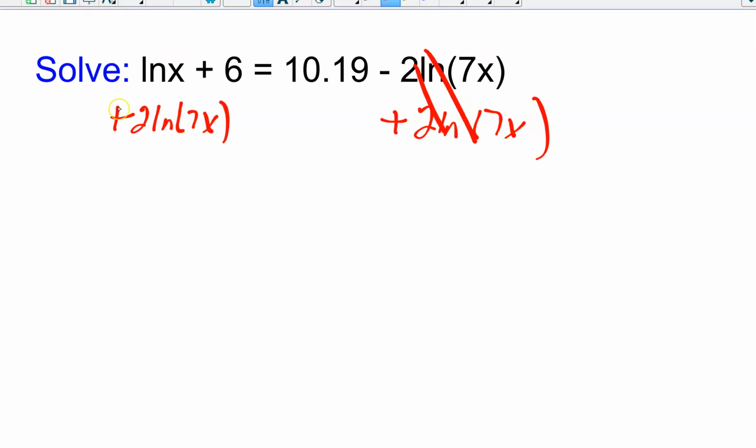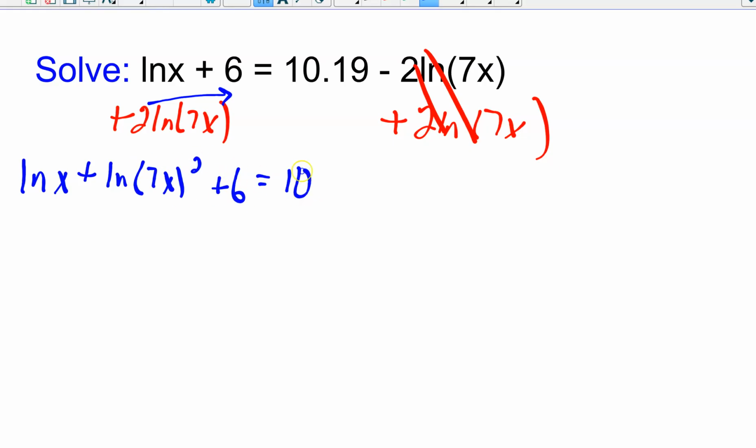So then in order to put these together, though, I need to move this 2 back up into the exponent where it would be, so I'm kind of going backward on that one. So now I have the natural log of x plus the natural log of 7x squared plus 6 equals 10.19. So be really careful that you move that 2 back up. It can float back and forth depending on what you're doing and what you need it for.